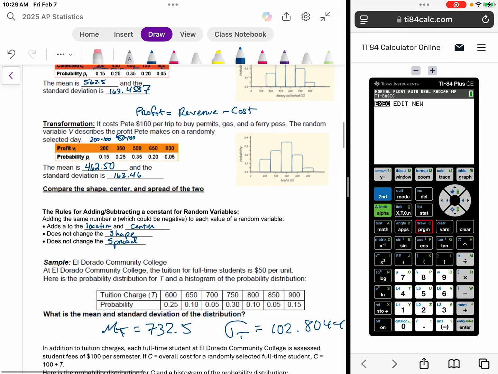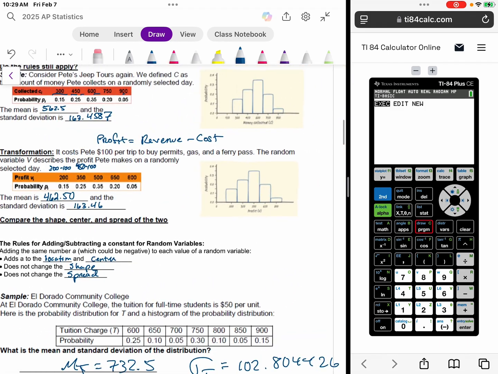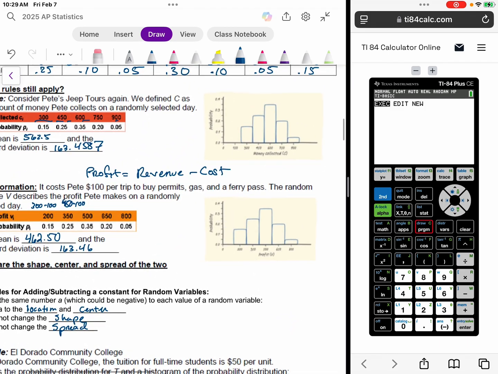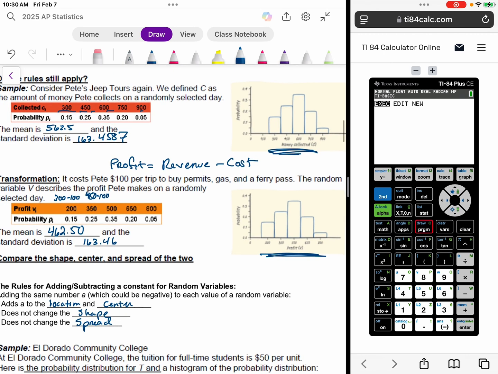As we look at our picture here, they asked us to compare the shapes between the transform, by subtracting the $100, and compared to what we had prior. Did the shapes change? No, the shapes are still the same.